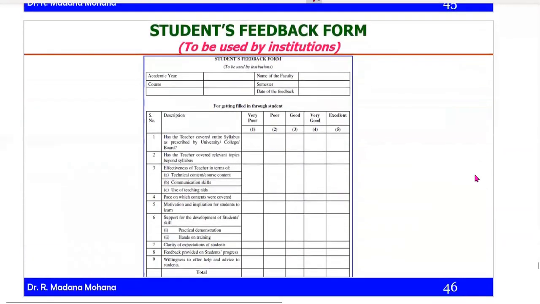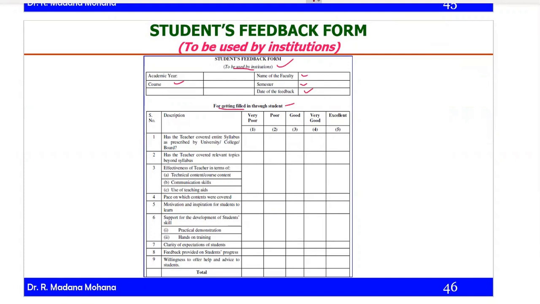Okay, then finally, let us see one sample students' feedback form given by AICTE. This is the students' feedback form to be used by institutions. Here, academic year and course wise, this form needs to be collected, with the name of the faculty for that course, semester, then date of feedback, for getting it filled in by the student.